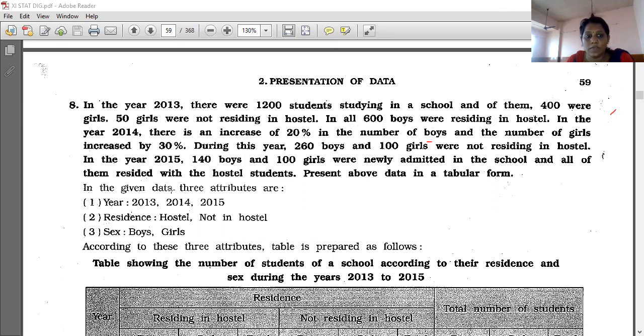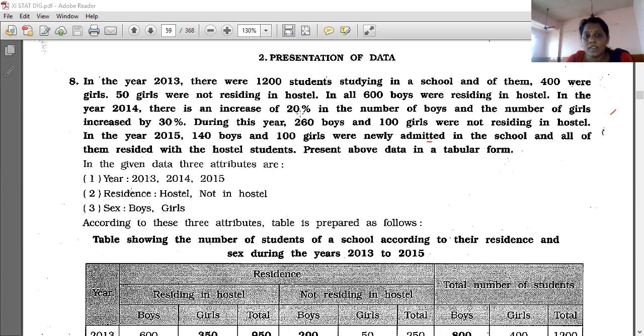In the year 2014, there is an increase of 20% in the number of boys and the number of girls increased by 30%. During this year, 260 boys and 100 girls were not residing in hostel. In the year 2015, 140 boys and 100 girls were newly admitted in the hostel school, and all of them reside with the hostel students. Present the above data in a tabular form.